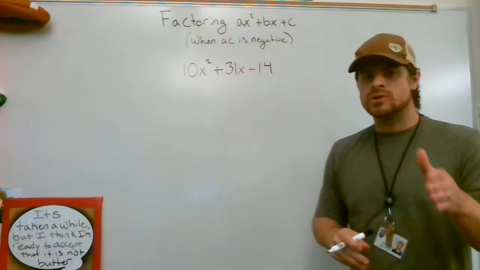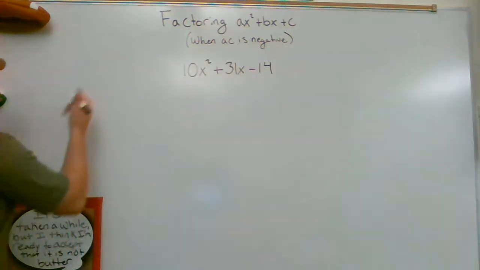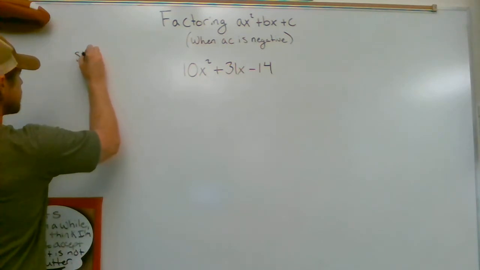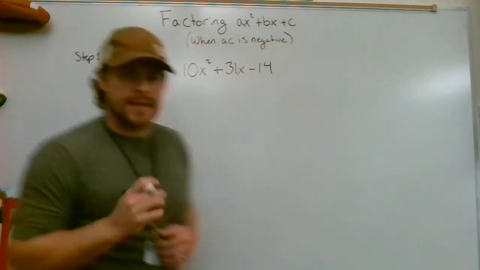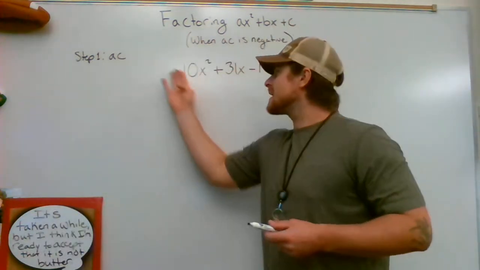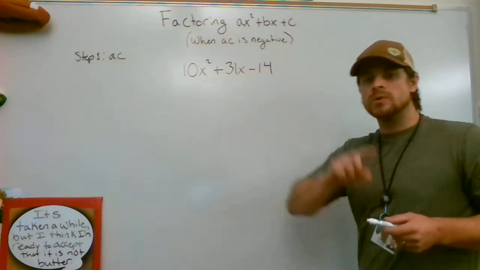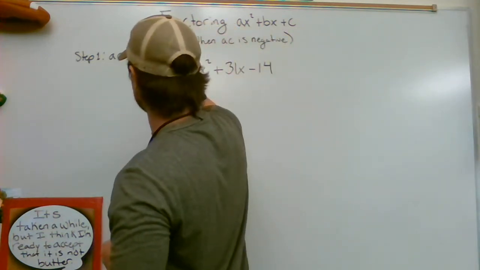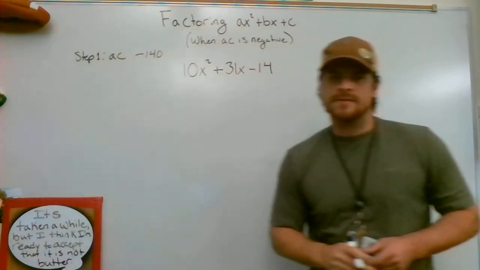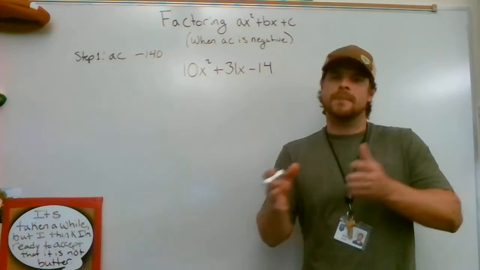All right, as you learned in my previous video, step one to factoring an ax squared type of polynomial is multiply a times c. Now, because the a value is a positive 10 here, and the c value is a negative 14, when you multiply a positive times a negative, our result is going to be negative 140. So step one gives us a negative answer, which changes some things in this problem in comparison to my last video.